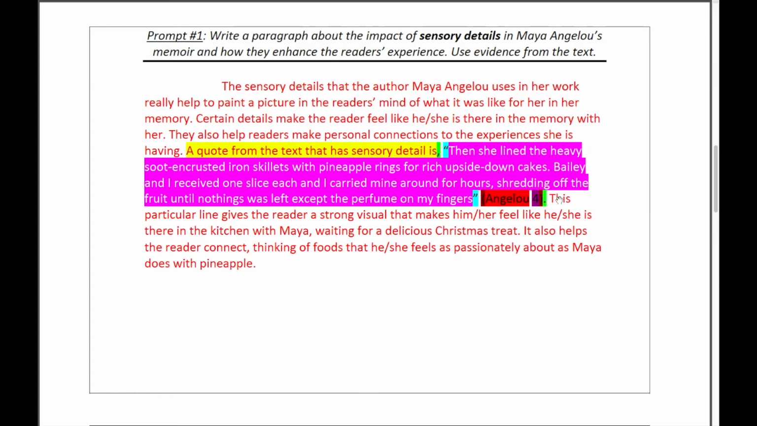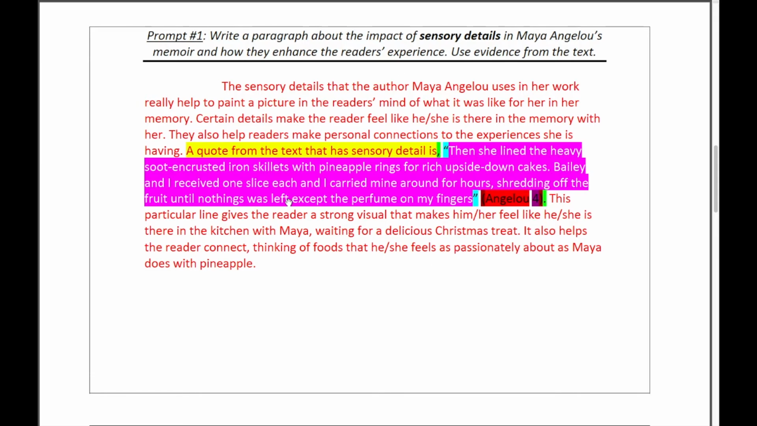Instead of walking away, now I'm going to use my own words to talk about how this quote is important with sensory details. This particular line gives the reader a strong visual that makes him or her feel like he or she is there in the kitchen with Maya waiting for a delicious Christmas treat. It also helps the reader connect, thinking of foods that he or she feels as passionately about as Maya Angelou does with pineapple.